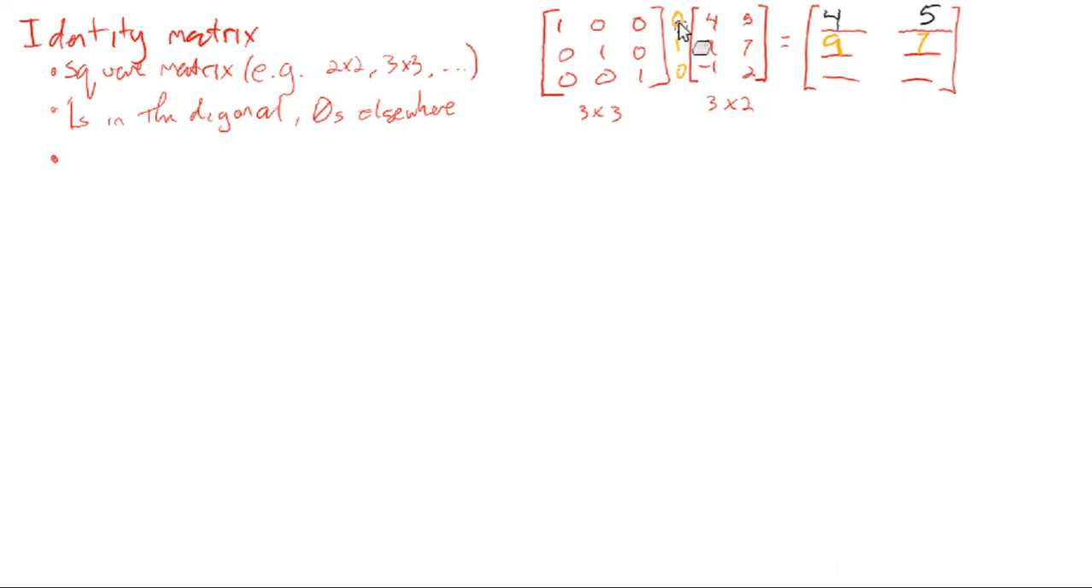All right, very last one. Hang with me. 0, 0, 1. 0 times 5 is 0. 0 times 7 is 0. No, I made a mistake there. Third row, first column. 0 times 4 is 0. 0 times 9 is 0. 1 times negative 1 is negative 1. 0 times 5, 0 times 7, 1 times 2 is 2. So look what happened. We just got the exact same thing back.